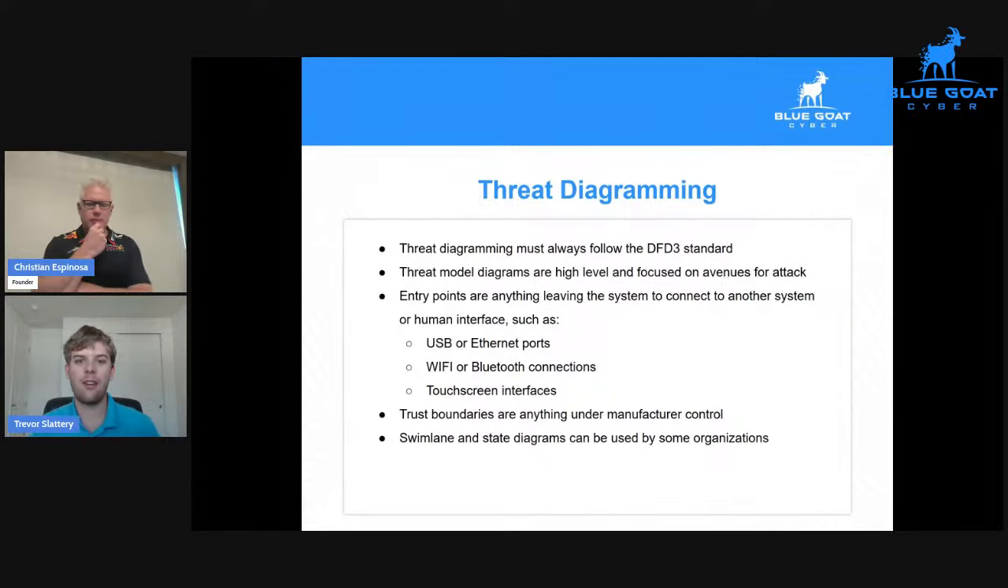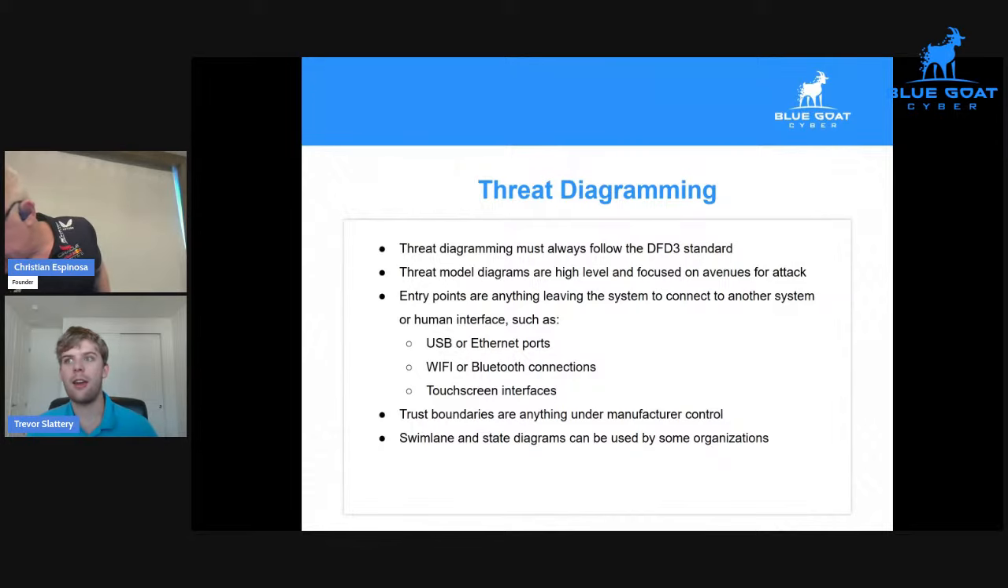So when we're looking at diagrams, typically this is in the view of an architecture diagram. An architecture diagram represents a device. You can look at a device and understand what's going on there. But this can be done in a few different ways as well. Swim lane and state diagrams are popular as well.